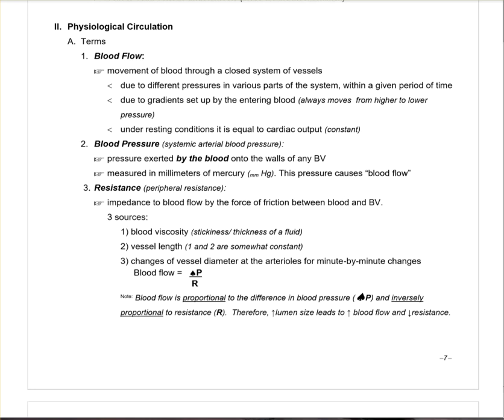So first off, we need to define a couple terms. First, blood flow. So blood flow is just movement of blood through a closed system of vessels. All right, so anytime we have any fluid moving through a closed system, we can watch its flow, right, the movement of it. And this flow is due to different pressures. So blood flow is due to different pressures in various parts of the system.